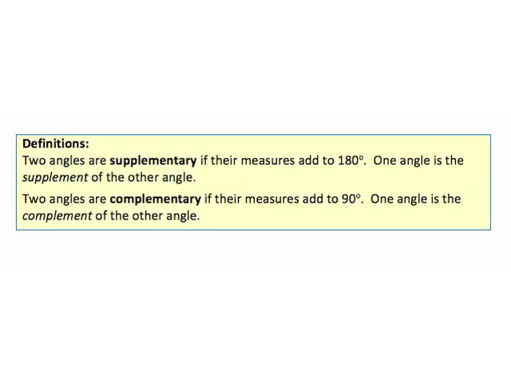Now let's take a look at some definitions. Two angles are supplementary if their measures add to 180 degrees. One angle is considered to be the supplement of the other angle. Two angles are complementary if their measures add up to 90 degrees. And in this case, one angle is considered to be the complement of the other angle.